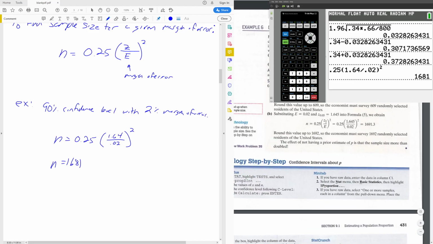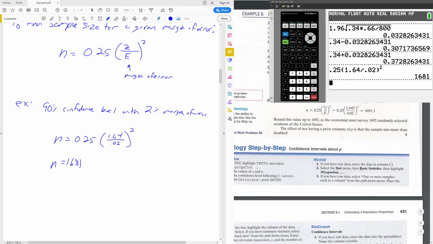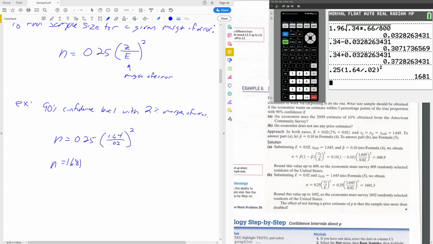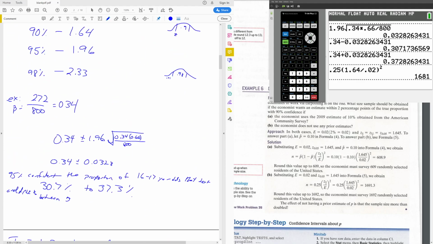So that's it for population proportions. Next time we're going to be talking about the mean, so getting averages, which is going to be very similar to what we just did, except we'll be using some other way of getting a margin of error in this place, right there.